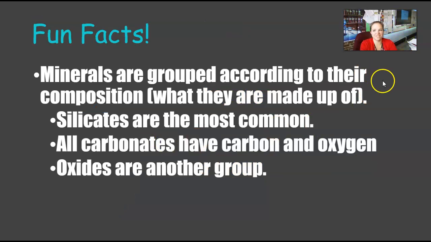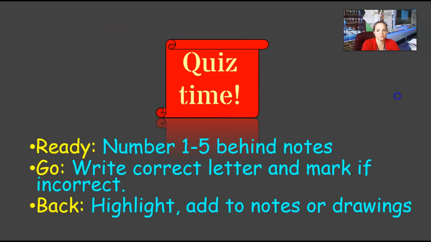All right, so here's some fun facts. You don't have to write them down if you don't want to. Minerals are grouped according to their composition and what they're made of. So for instance, you have silicates. These are the most common substances in the world. My earth sciencers have to know this. All carbonates have carbon and oxygen. Oxides are a group all on their own.